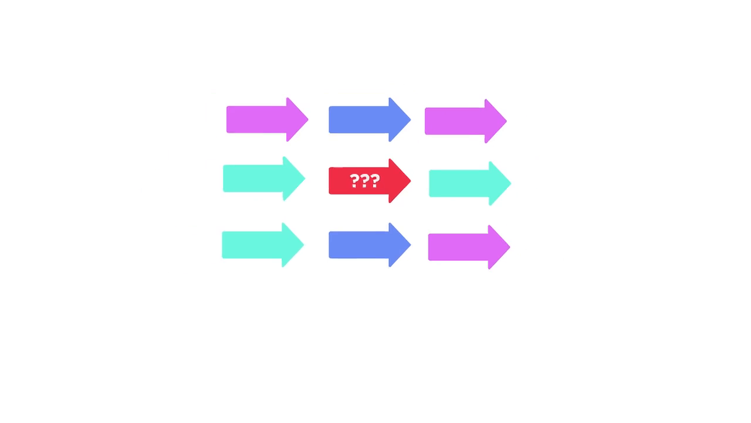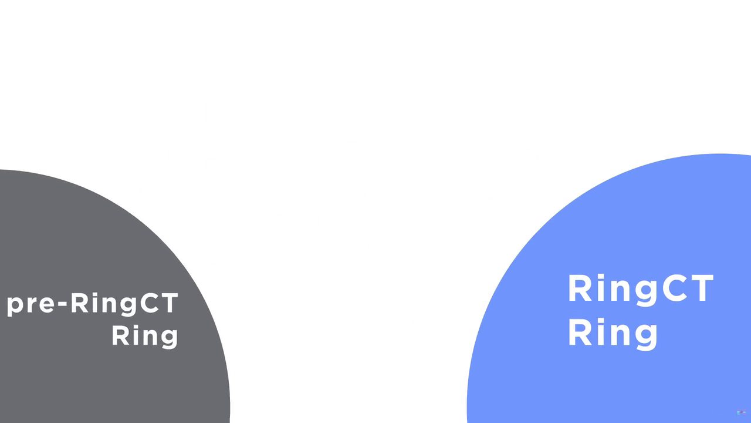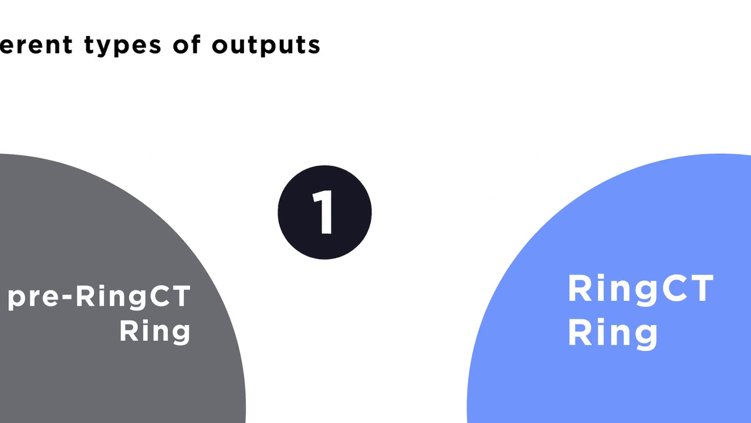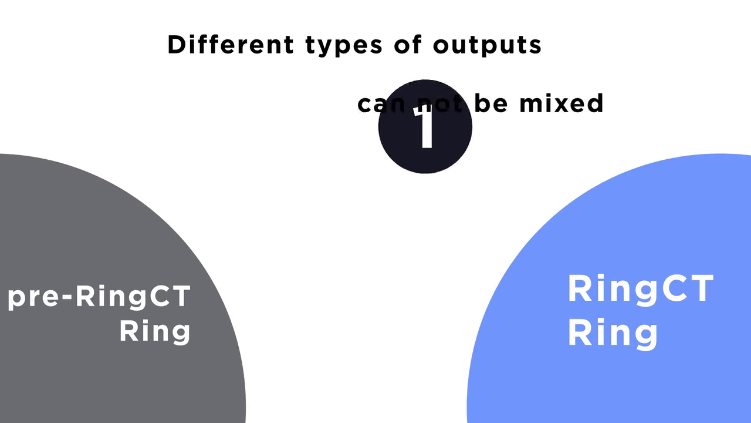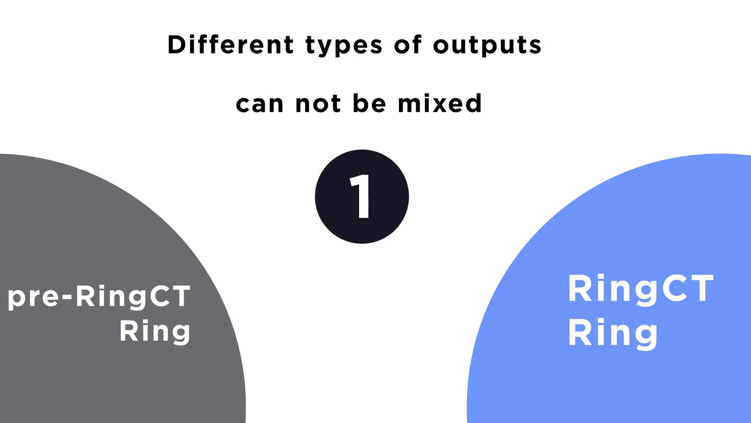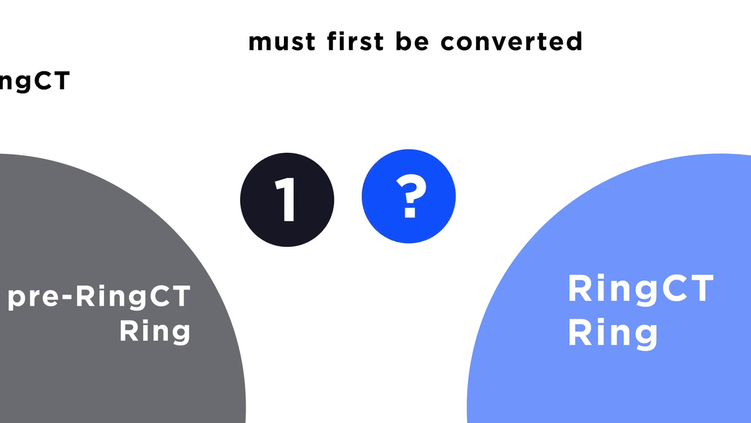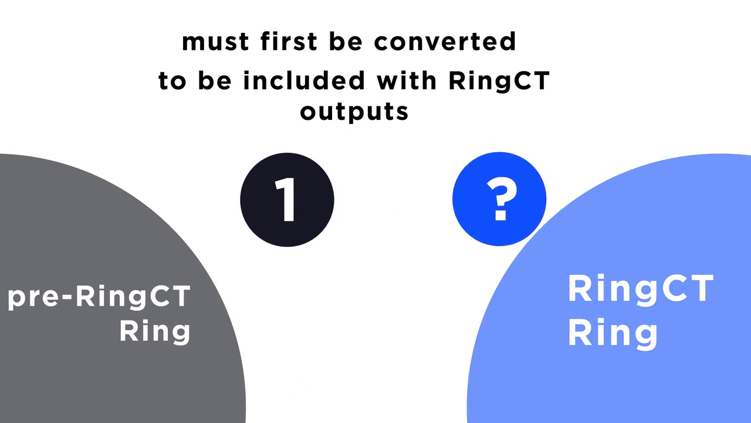It should be noted that Monero ring signatures can't include both pre-RingCT outputs and masked RingCT outputs in a single ring. So, like newly created Monero, a pre-RingCT output must first be converted to a RingCT output before it can be included in a ring signature with other RingCT outputs. Let's walk through an example and then take a deep dive to see how RingCT works.